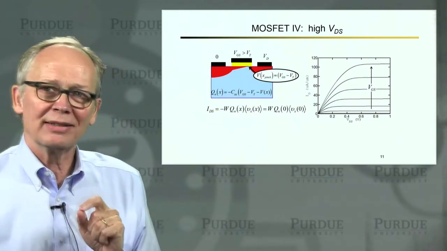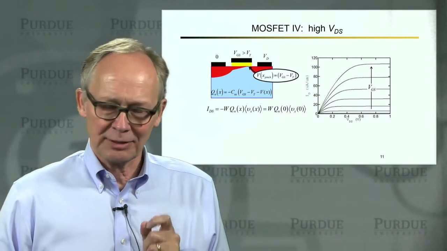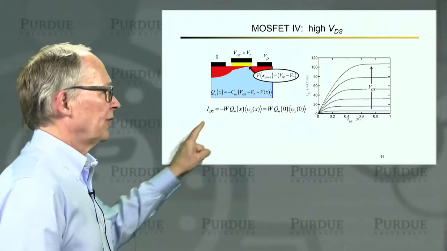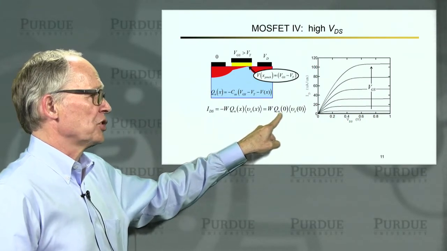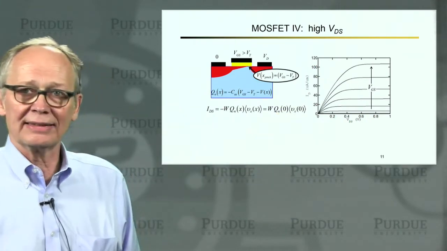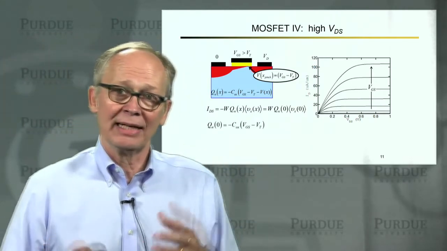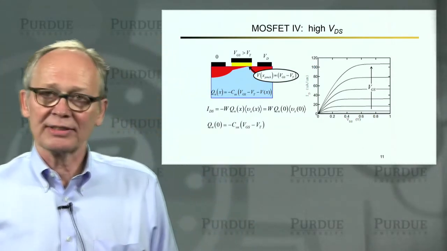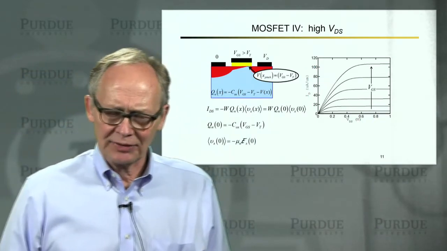But there's one point in the channel that we know what the charge is, and that's at the virtual source, or at the beginning of the channel. So if I look at the beginning of the channel, x equals 0, since I know the charge there, if I can figure out the velocity there, I've got the current. Okay, the charge there is given by basic MOS electrostatics. We know what that is. The velocity is mobility times electric field.